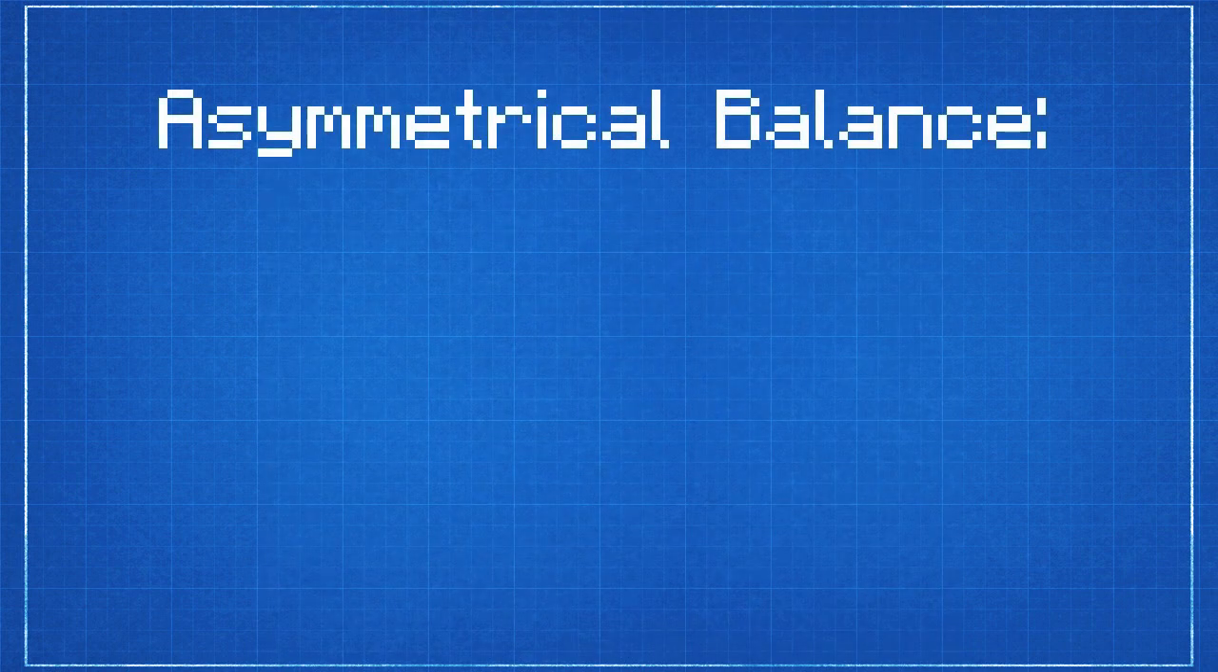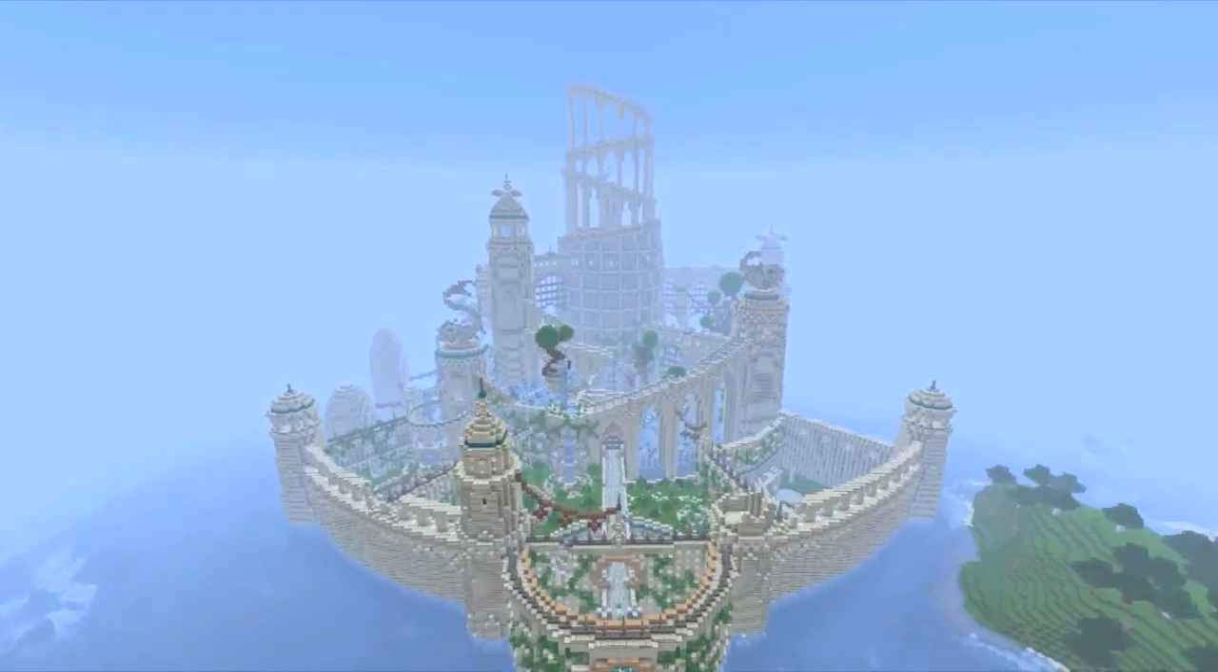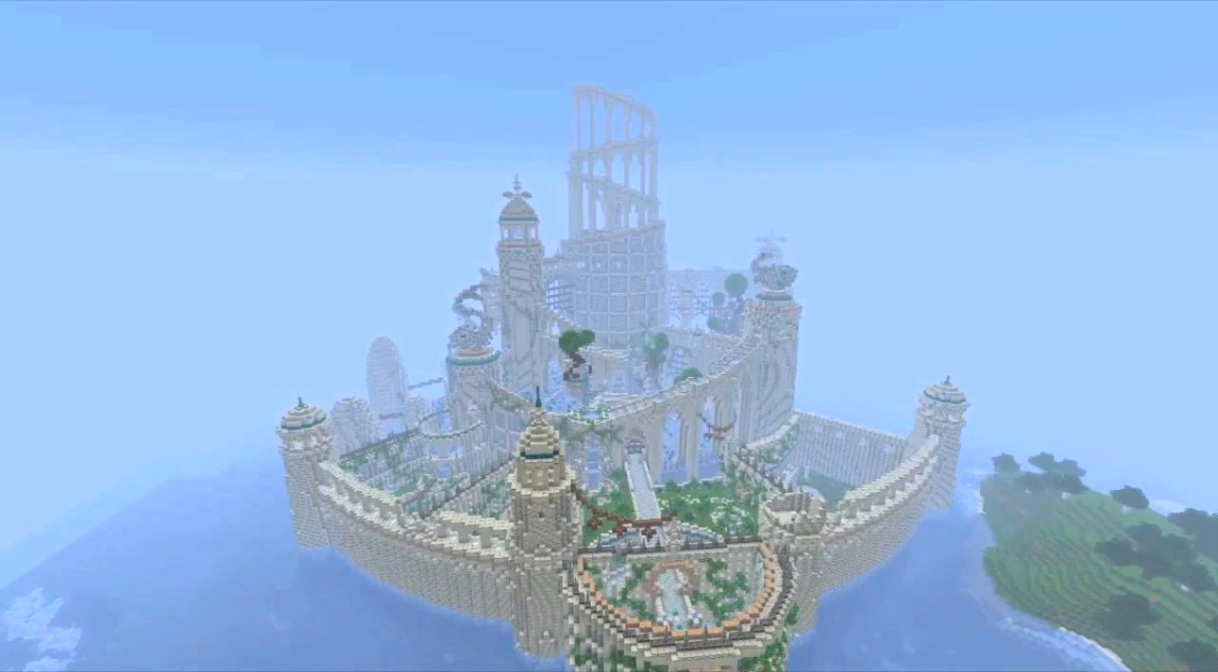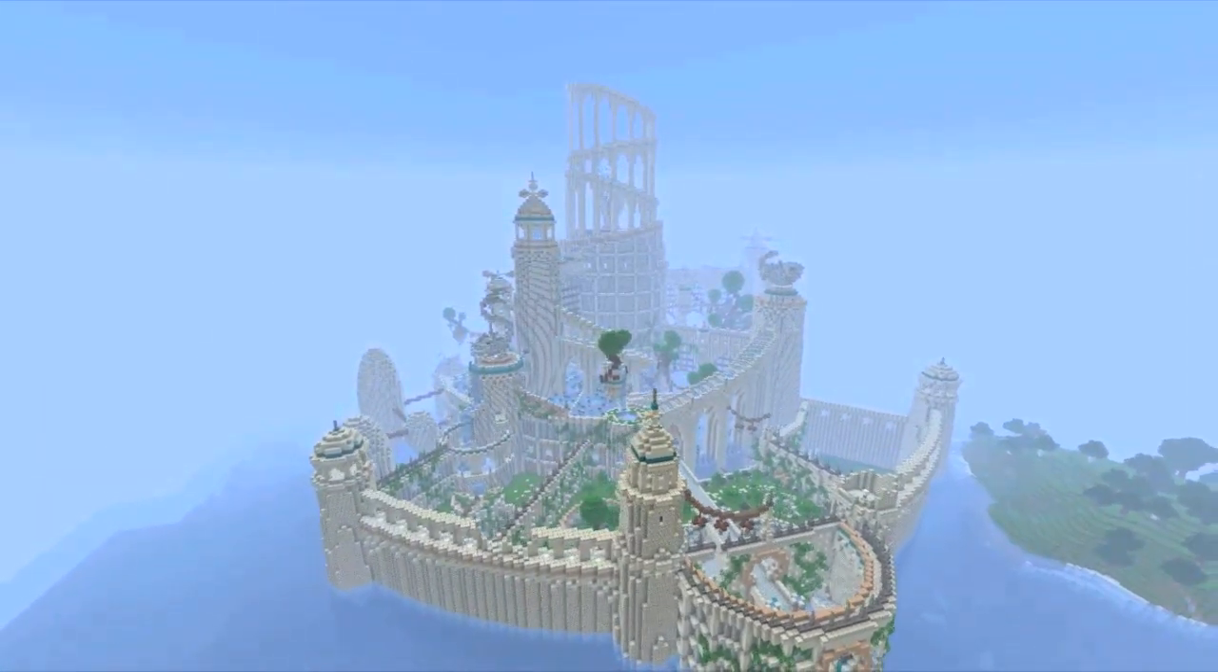Another less commonly used type of balance is approximate or asymmetrical balance. This type of balance occurs when a composition still retains the quality of equally distributed visual weight while not being symmetrical. One of our fastest builders, Spectre Cody, created the Temple of Vasir in Tanvir. While building it, he kept the principle of balance in mind, but also tried to keep the build itself asymmetrical.